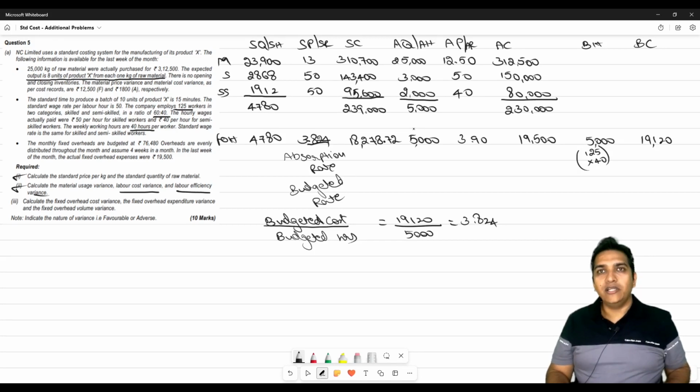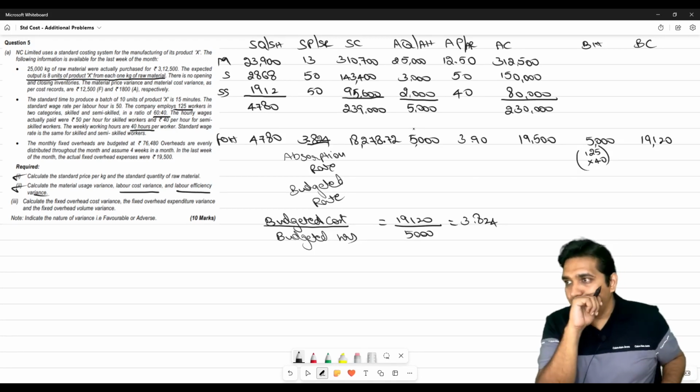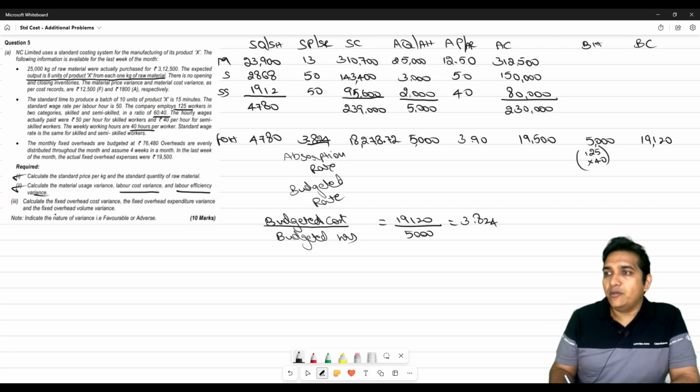Now let us see what the question asks. If you come to the third point, it says fixed overhead cost variance. You can calculate fixed overhead cost variance, that is standard cost minus actual cost. Fixed overhead expenditure variance will be not standard cost, it will be my budgeted cost minus actual cost.